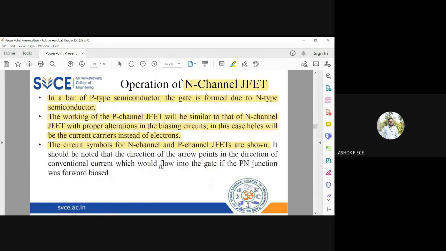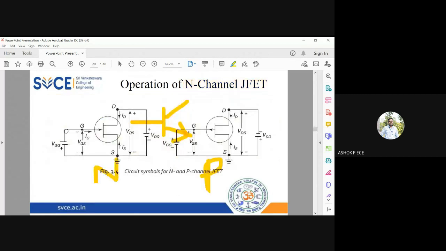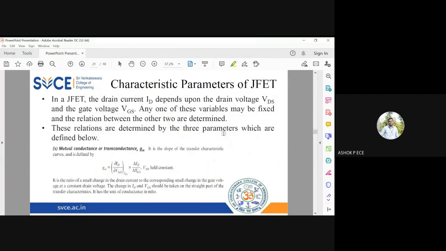The direction of the arrow indicates the direction in which the current would flow if the PN junction is forward biased. That is the direction they have given. So the direction will be into the device for the n-channel, and away from the device for the p-channel JFET. The parameters of JFET we will see tomorrow.